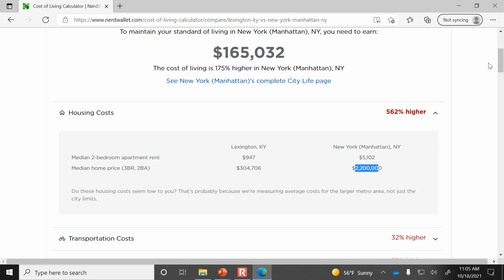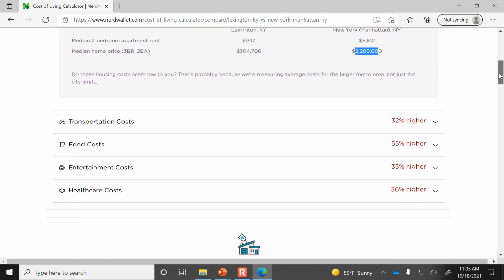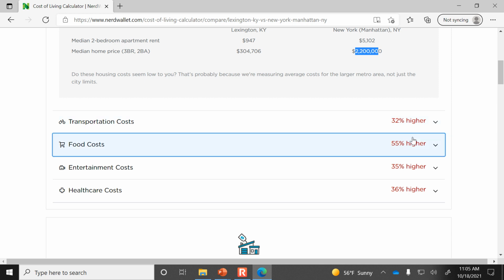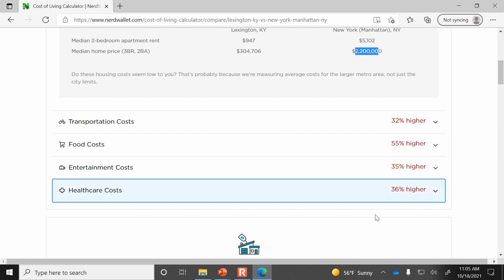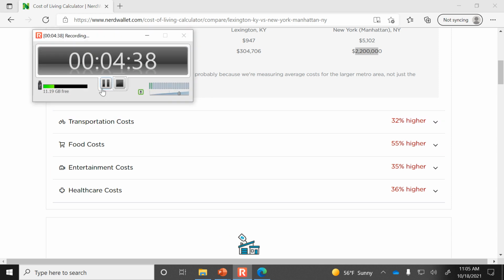Yeah, so salaries are higher in Manhattan than they are in Lexington, but the cost of living probably outpaces that. So it goes into some information about transportation costs, food costs, entertainment costs, and so this is one way that you can, excuse me for one second, we're having an ABET accreditation visit right now, and I need to make sure to do class.